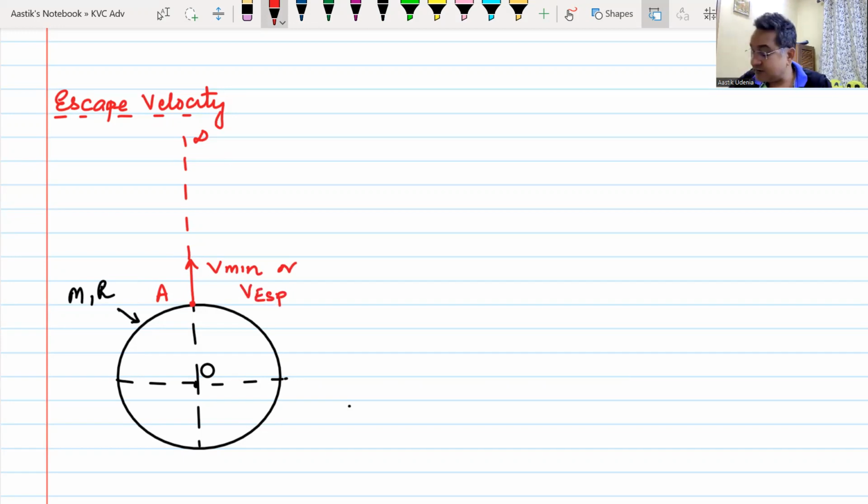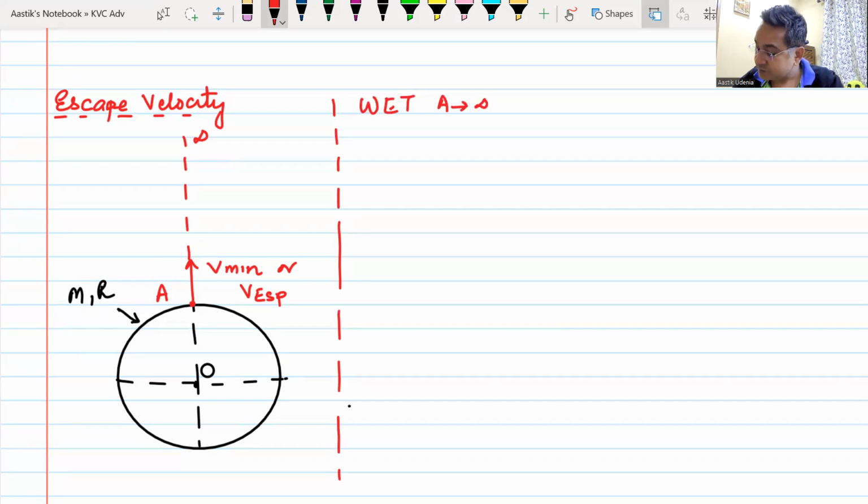Now, how do you find out this escape velocity? This point is A, this point is infinity. I can do this question in two ways. What are the two ways? You can apply the work energy theorem from A to infinity. What does this theorem say? Work done by all forces, and here only one force is acting, from A to infinity, by gravity, is equal to change in kinetic energy.